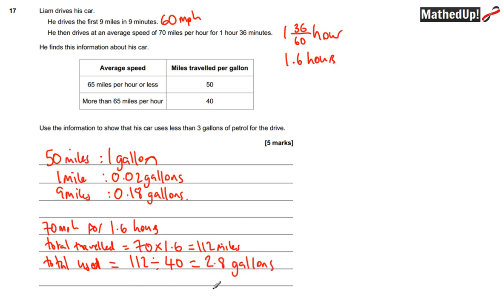So now to work out the total that he's used in both parts of the journey, we're going to do 2.8 plus 0.18, which gives us 2.98 gallons. And that we can see is less than the 3 gallons of petrol that we were trying to show.